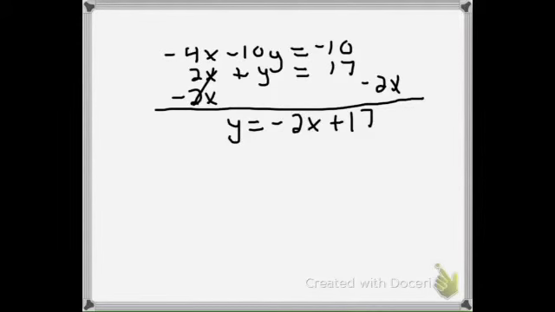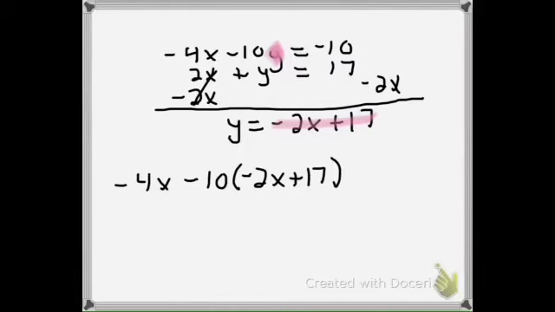So now I'm going to highlight this right here, it's going to go in the y spot on either, let's put it in this equation because we've already transformed this one. So we'll put it right here. I'm highlighting there. Okay, so negative 4x minus 10 times, I have to put this in the parentheses, negative 2x plus 17, watch your negatives, equal negative 10. So I'm just double checking to make sure I copied it right because I often make dumb mistakes when I'm copying. It looks good.